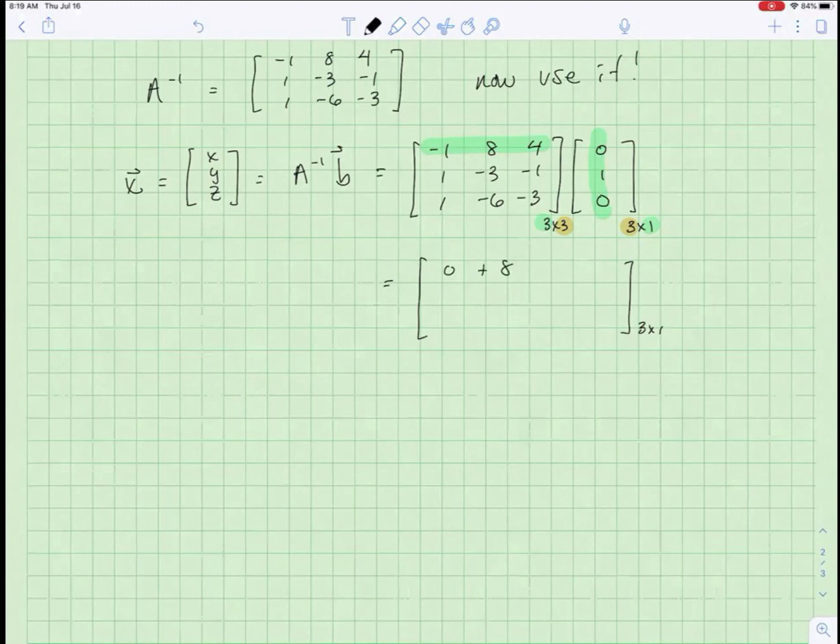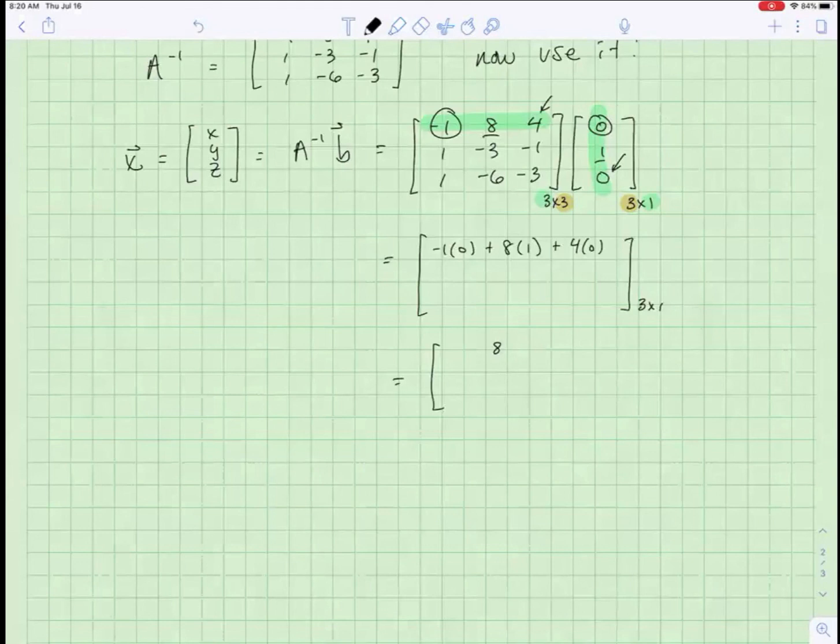Maybe I'll write that out for the people that are watching or doing this for the first time. Where am I getting that? I'm taking this value times this value, which is -1 times 0, plus this value times this value, which is 8 times 1, plus this value times this value. I'm trying to figure out different ways to annotate those. Plus 4 times 0, and that is going to give me just 8 in that top position.